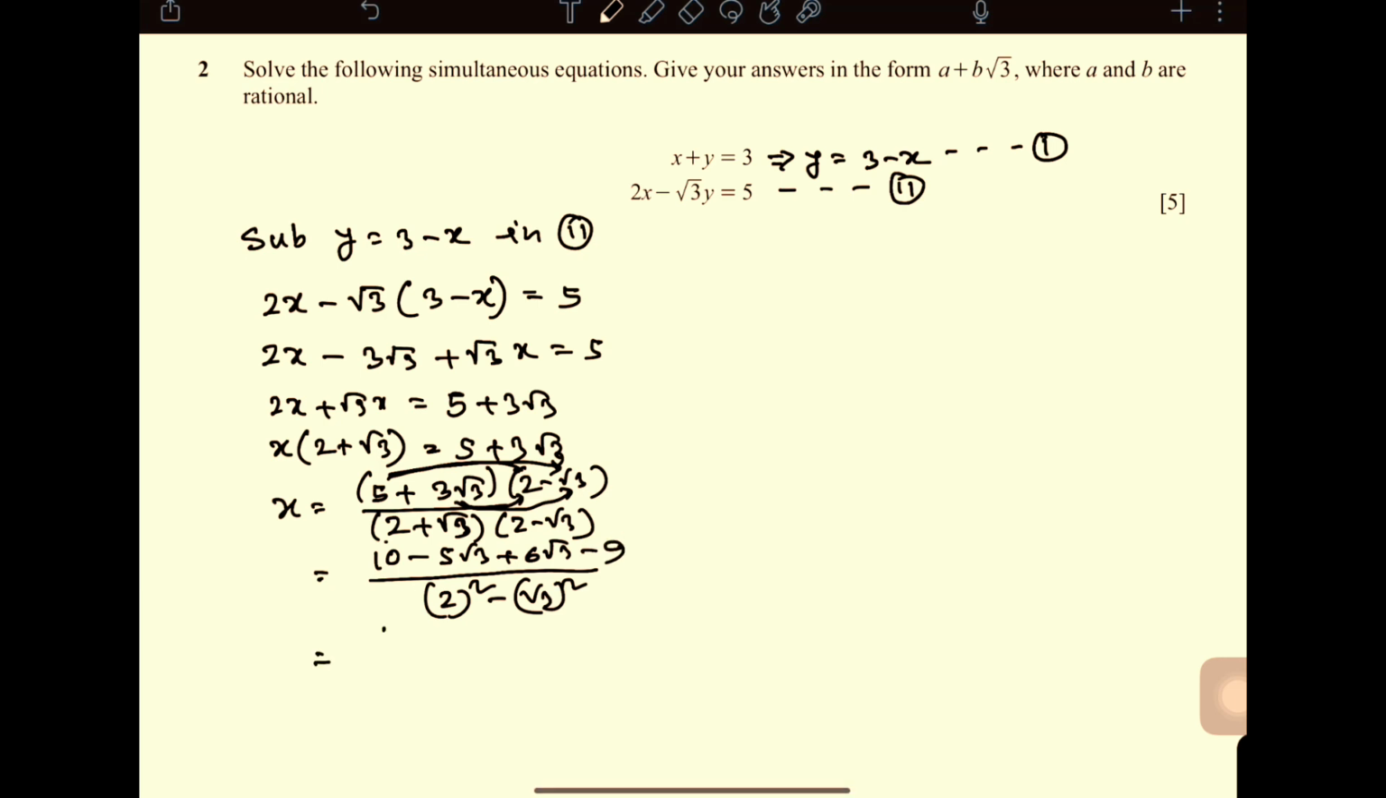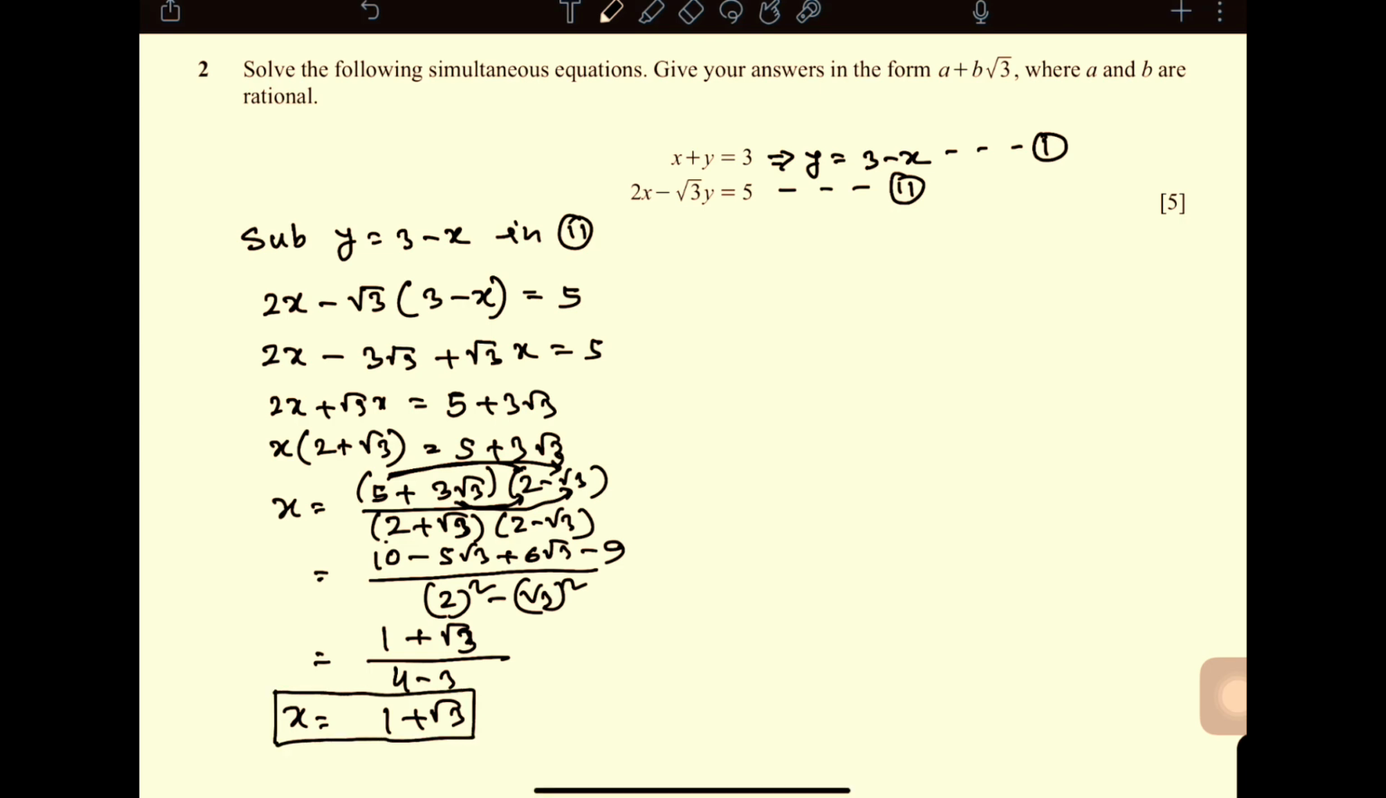And 10 minus 9 is 1, plus minus 5 root 3 plus 6 root 3. It should be only root 3. And down 4 minus 3, that is 1, so 1 plus root 3. So x equals 1 plus root 3.